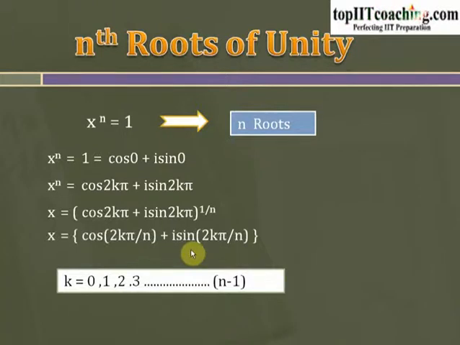X can have n values depending on the values of k. If we put different values of k, that is from 0 to n minus 1, we get n roots, and these are the roots of unity. So if we have an expression x to the power of n equal to 1, then the n roots of this polynomial equation are x equal to cos of 2k pi by n plus iota times sine of 2k pi by n, where k varies from 0 to n minus 1. Thus these are known as the nth roots of unity.